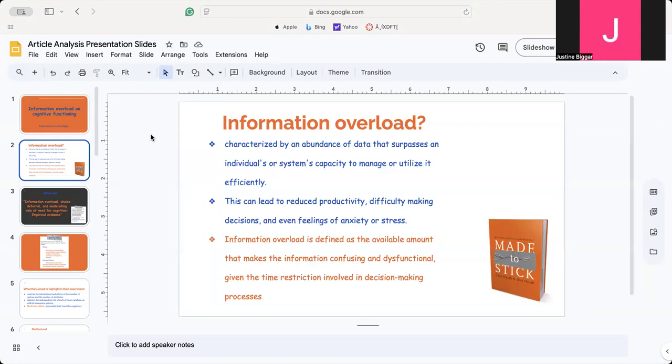However, the articles I delved into gave a more concise, conceptual interpretation of the definition: information overload is defined as the available amount that makes information confusing and dysfunctional, given the time restriction involved in decision-making processes. With that being said, let's get into our first article.